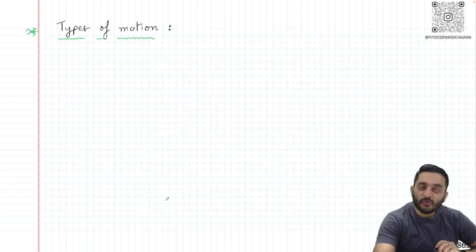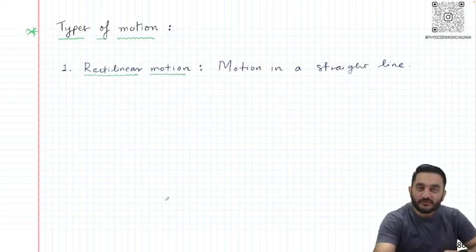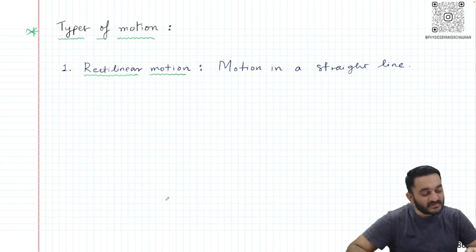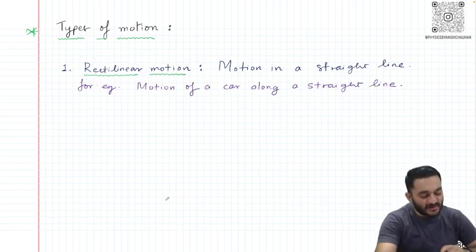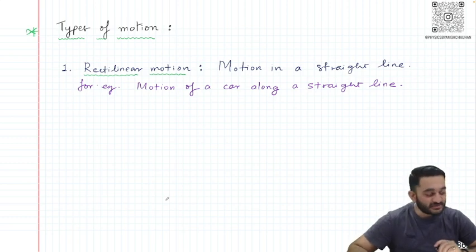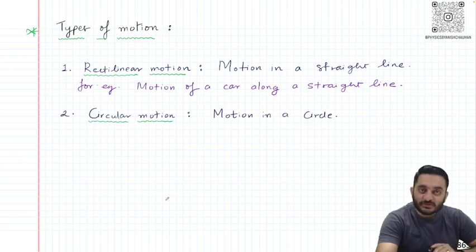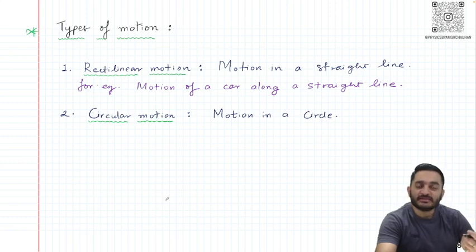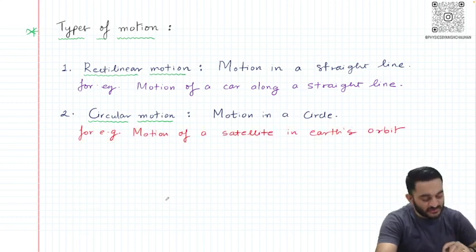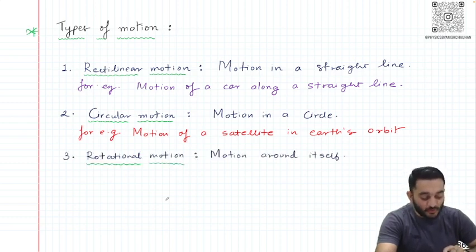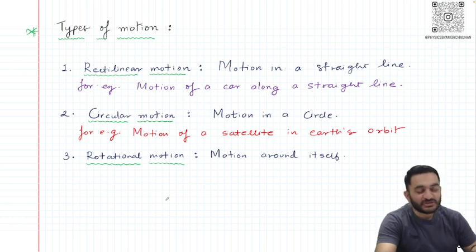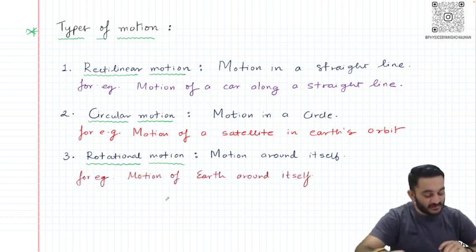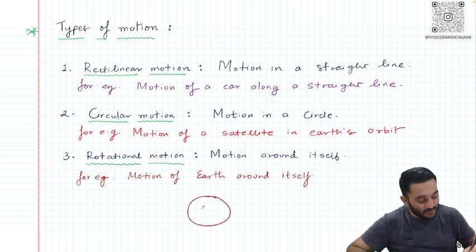Now when we talk about types of motion, we have three types of motion. The very first one is the rectilinear motion, which simply says that motion is in a straight line. If I have to give you an example, I can simply say motion of a car along a straight line is simply called rectilinear motion. The second type which I have is circular motion, the motion in a circle, for which we can take an example as Earth moving around the sun, or you can also say motion of a satellite in Earth's orbit. The third is rotational motion, which is motion around itself. So if you people notice, motion of Earth around itself is called rotational motion.